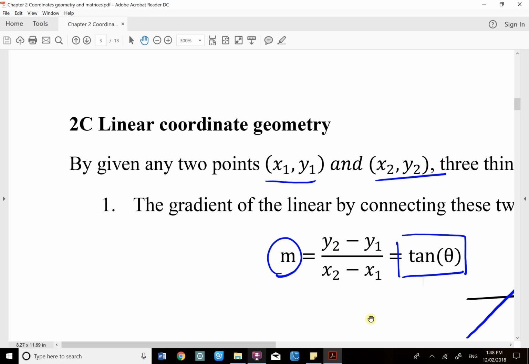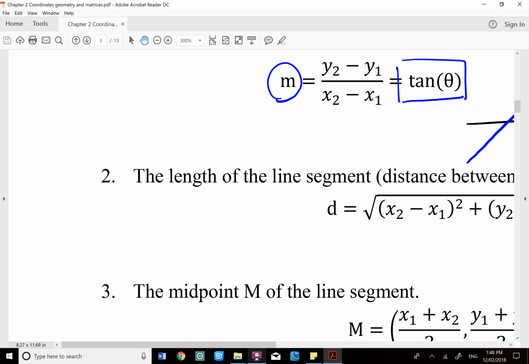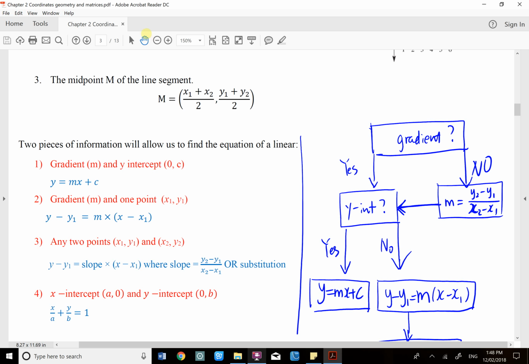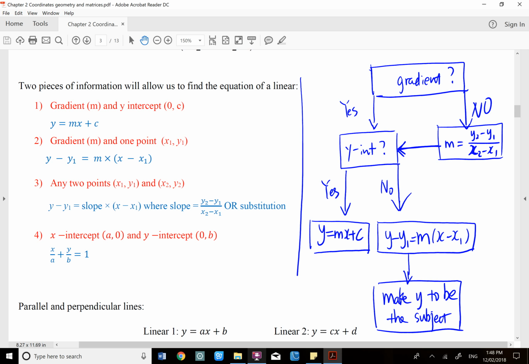Okay, linear coordinate geometry. That's what I said. You have three things you can find between 2 points: gradient, distance, and midpoint. You shouldn't have any problem now with these formulas. If you really need to work hard and try to remember them, I can't really help with that. I have drawn a flow chart for finding linear equations, which is not necessary for most of you, but if you need it, please just take it.